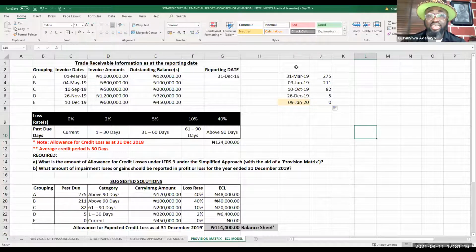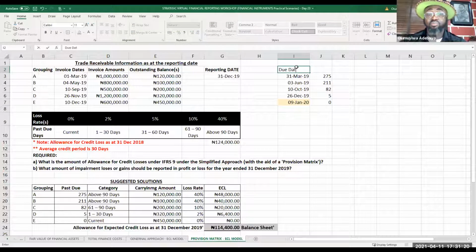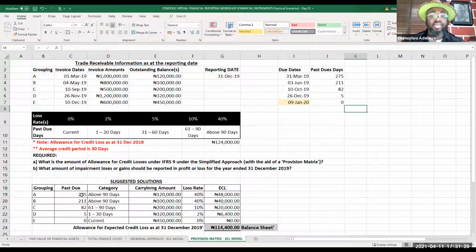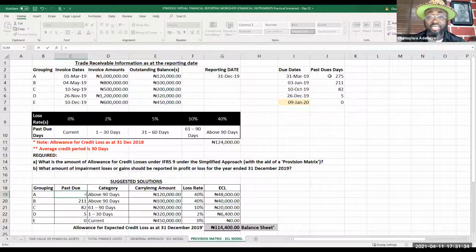Now, this is how I got it. These are due dates. And these are past due dates. That's how we got those dates. Which means I can just link this for you so that I can see it.